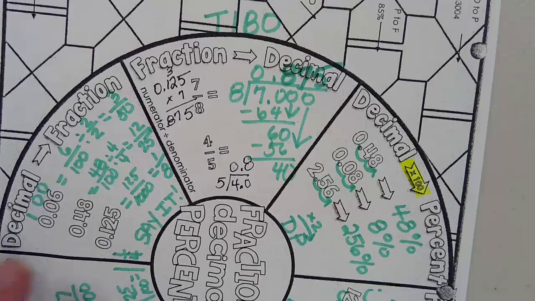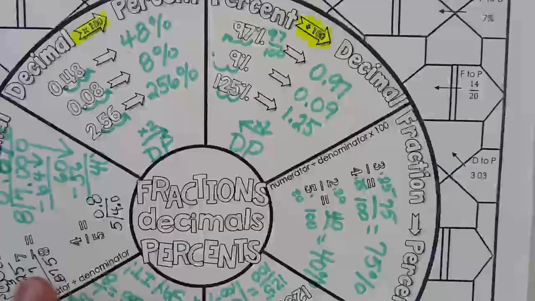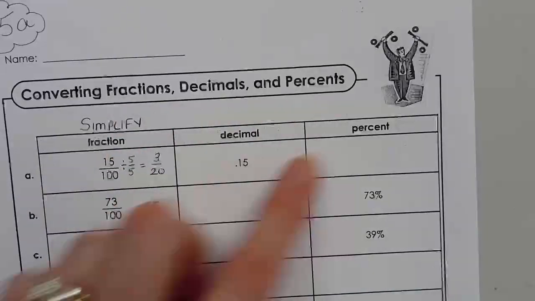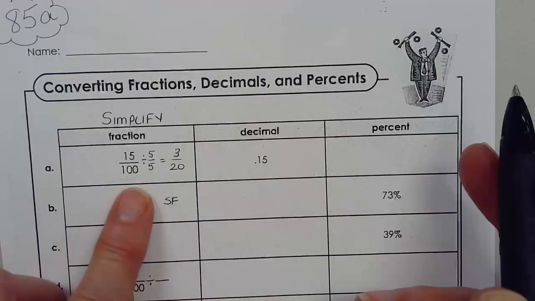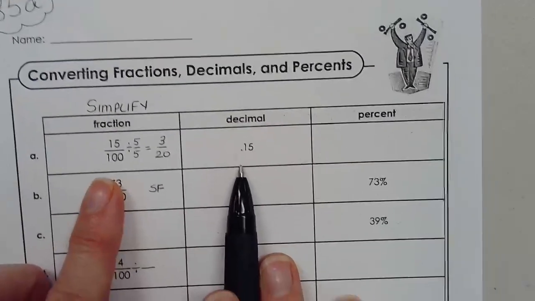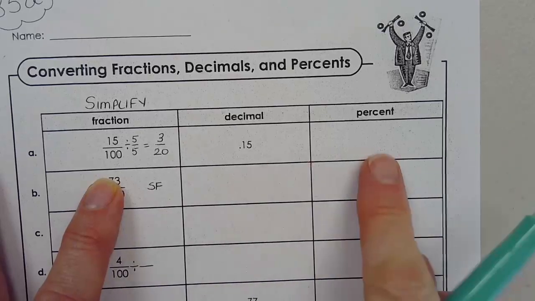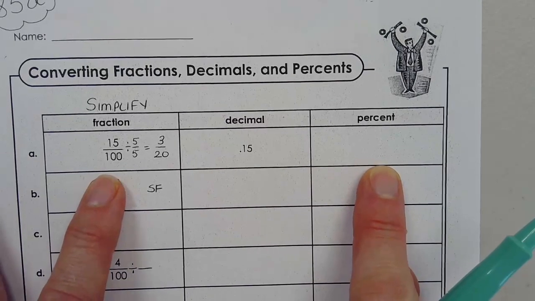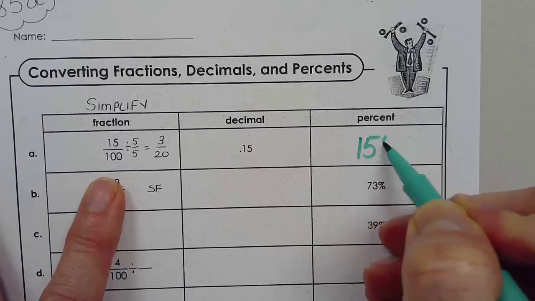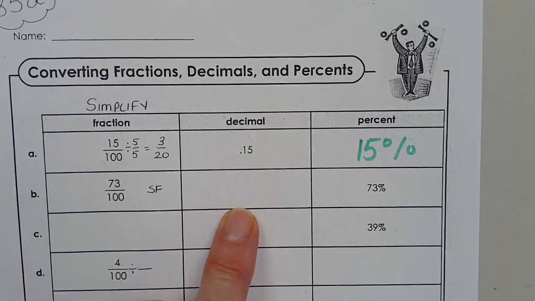All right, so these are different ways of changing from one form to the other on the FDP wheel. Using that information, we are going to look at converting fractions, decimals, and percents. The fraction needs to be in simplest form. I've given you some helpful hints for that. If I have 15 hundredths as a decimal, what percent would that equal? 15%. All right, this is in simplest form. Here is the percent. What is the decimal going to be for that?